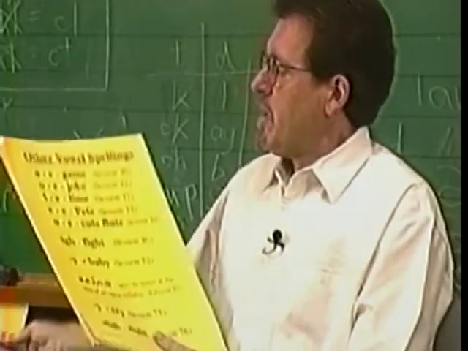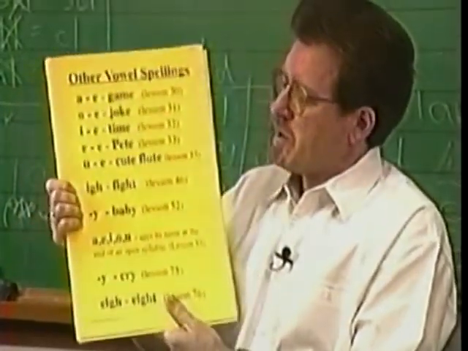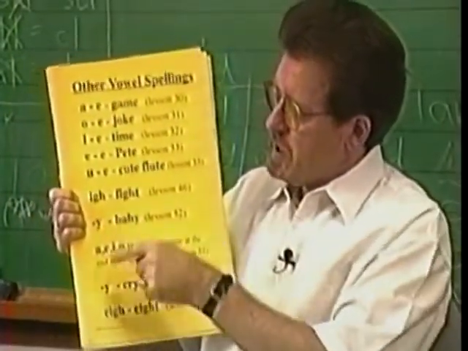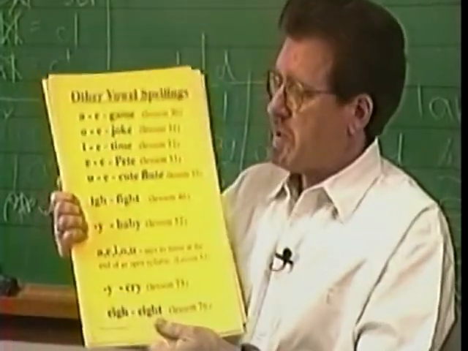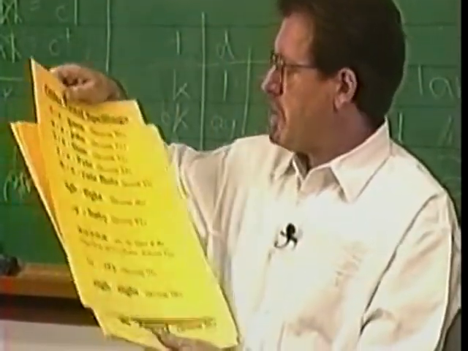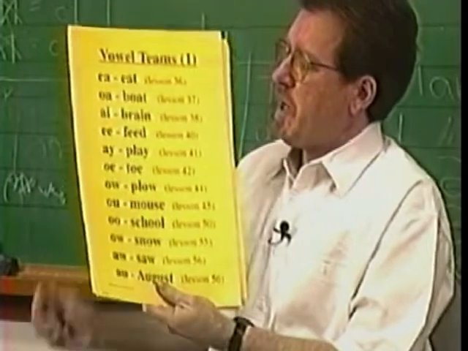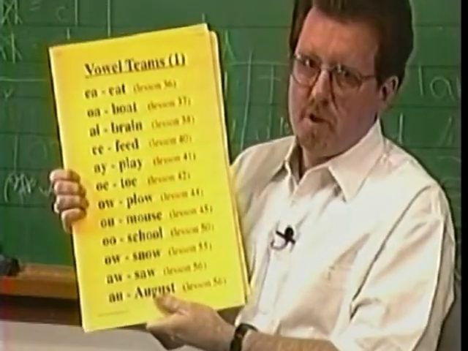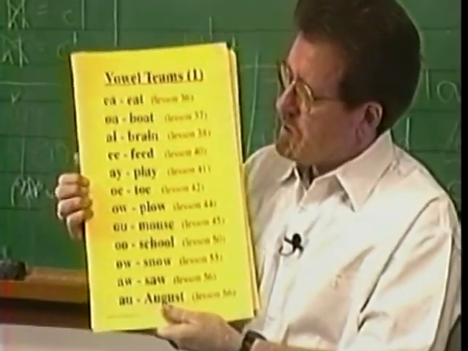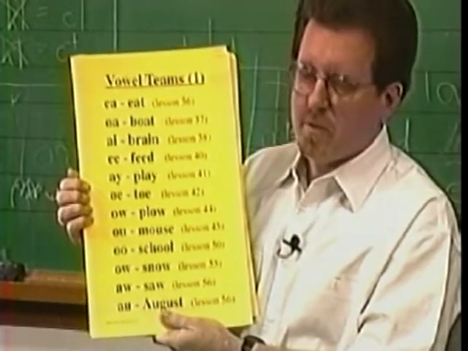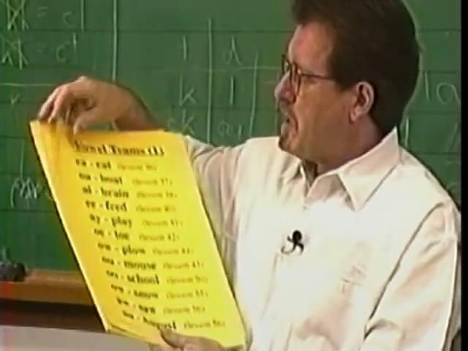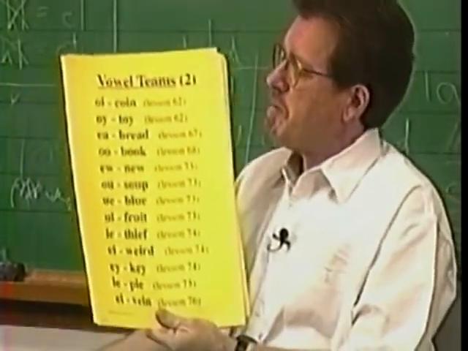Then we have some vowel spellings. We have our magic E's here, I, G, H, Y, and some different spellings on this sheet, which again you're going to uncover as you go. Then we have two vowel team charts. This is the first one. Vowel teams are two vowels in a row that make a certain sound. And here is the second sheet.